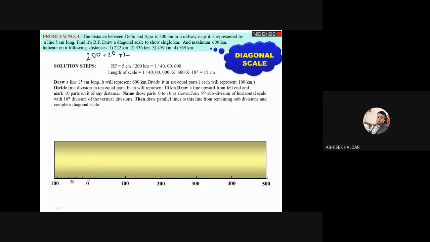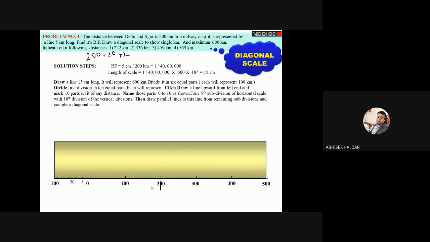How can I get this 20 kilometer? From 0, I go to the left, from the first division. From 0, always remember, don't mistake, don't start from this point. Always start from this point. From 0, I have to go now to the left. The first part gives me 10 kilometer. The second point gives me 20 kilometer. So from this point to this point, it is my 220 kilometer. Yes, sir. That is the example of your plane scale, right?